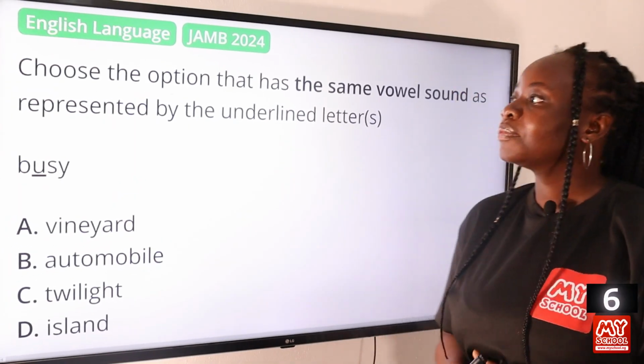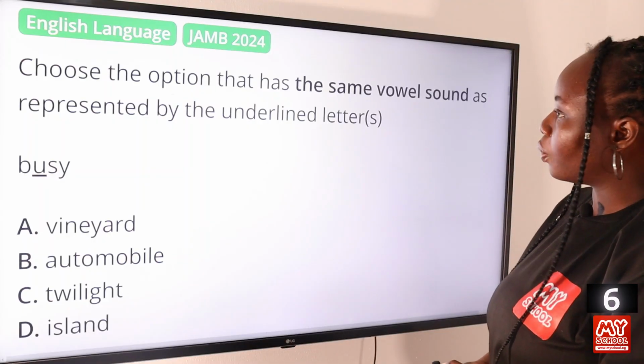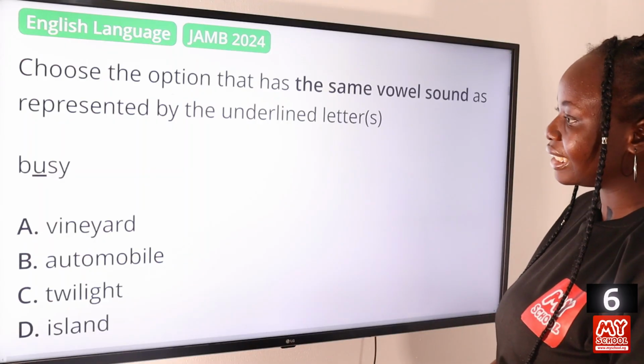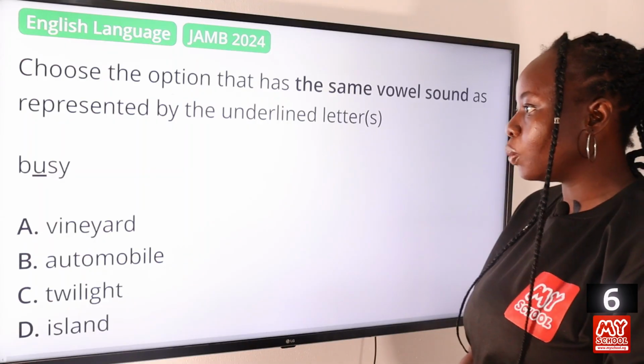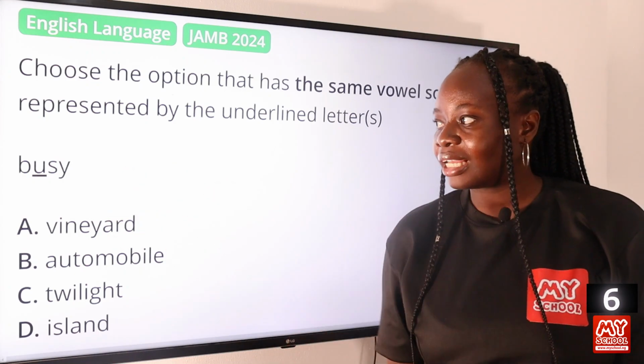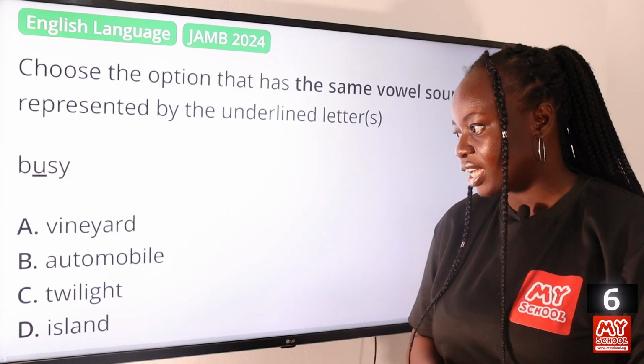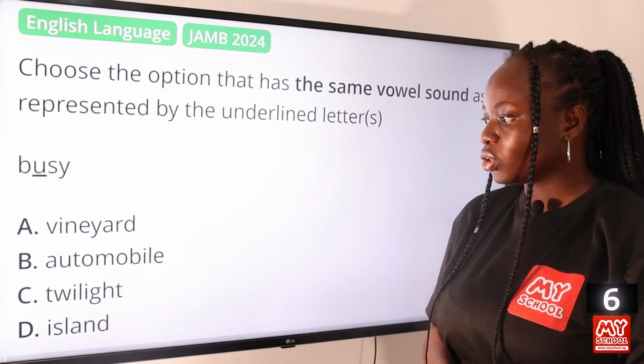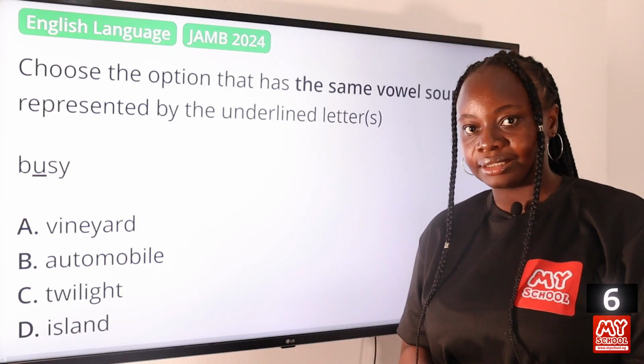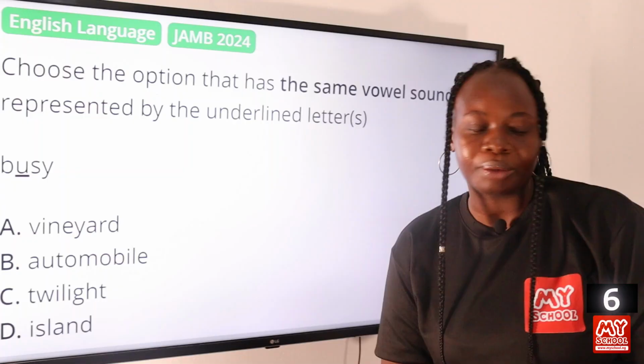Question 6. Choose the option that has the same vowel sound as represented by the underlined letters. So this particular word is busy. The underlined letter is the sound right there in the middle. Then we have option A, vineyard, option B, automobile, option C, twilight, and option D, island. So let's go to the board to transcribe the words.